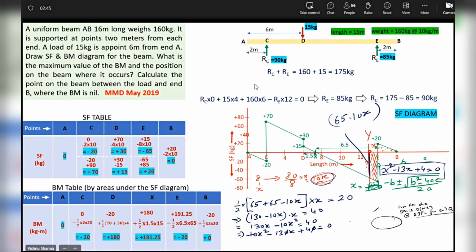So x becomes equal to minus b, which is minus 13, plus minus under root b square, 13 square is 169, minus 4 into a, which is 1, into c, which is 4, so minus 16, divided by 2a. A is 1, so divide by 2. This becomes 13 plus minus under root of 153 divided by 2. Can you quickly get what are the two values you are getting, guys, here?